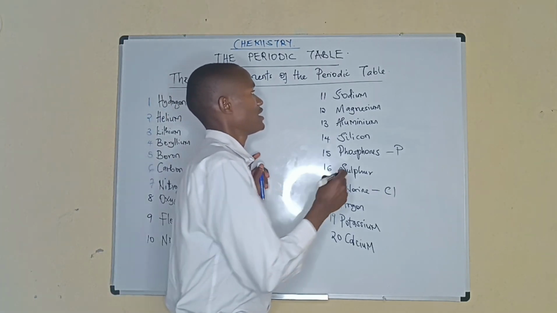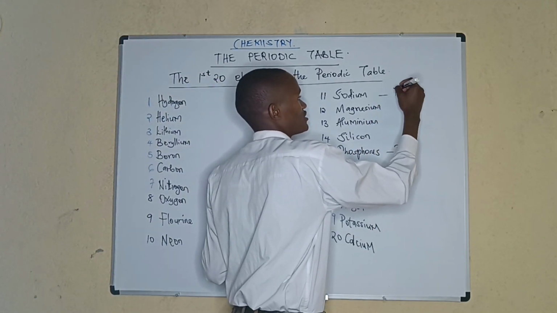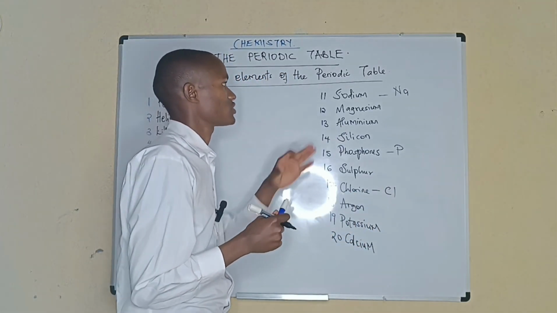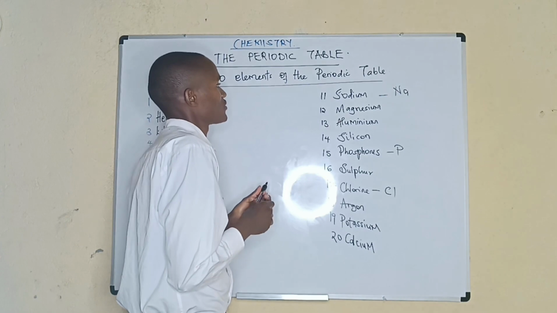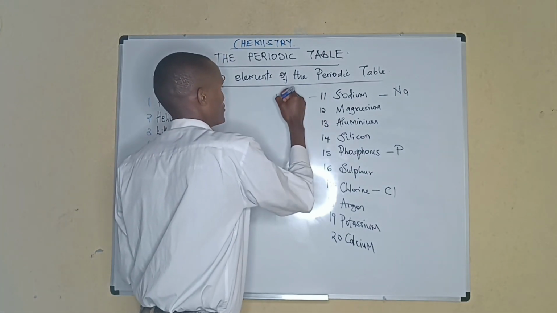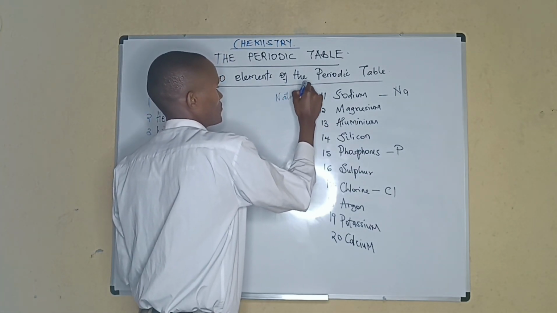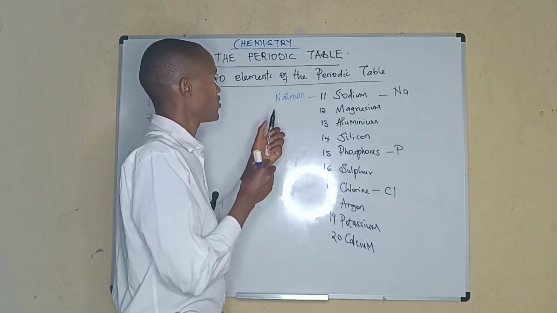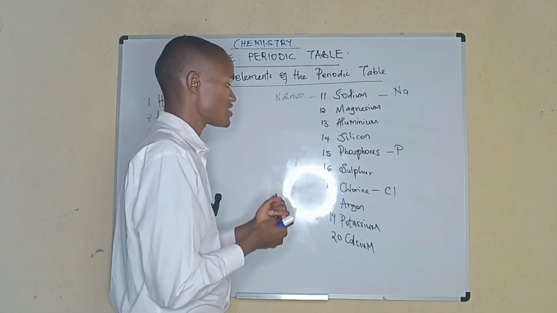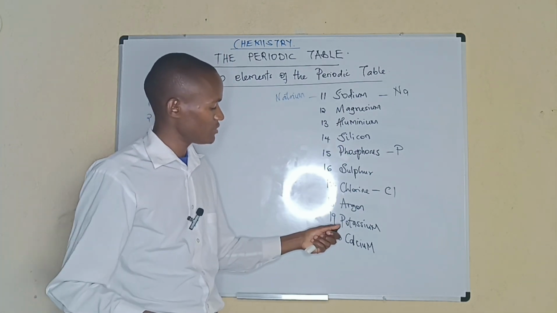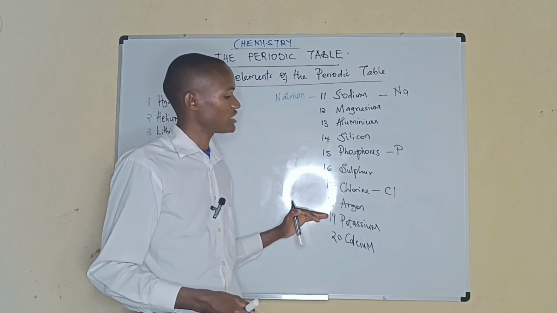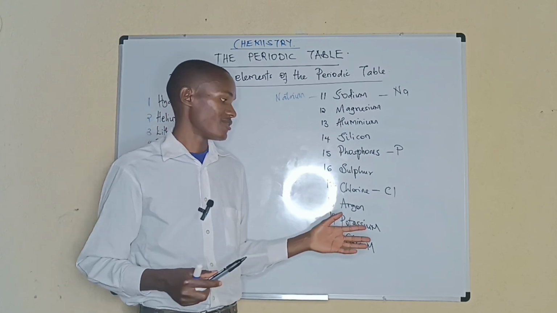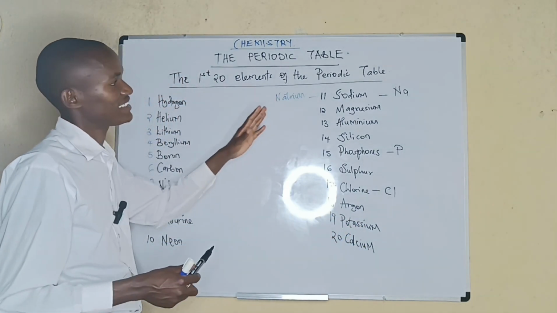Others like sodium have the chemical symbol Na, and this Na is from the Latin name of sodium, which is natrium. From natrium, we pick the first two letters to be the chemical symbol of sodium, Na. The same case applies to potassium. The Latin name for potassium is kalium, and from kalium we pick the letter K to be the chemical symbol for potassium. Those are just the rules that are used.